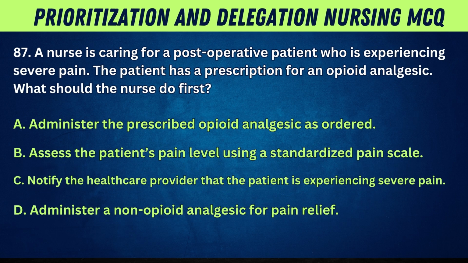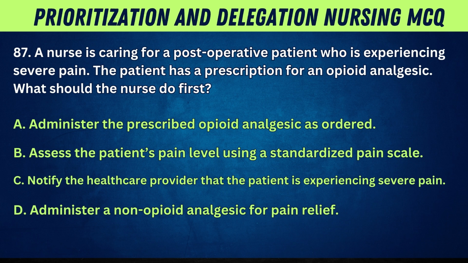87. A nurse is caring for a post-operative patient who is experiencing severe pain. The patient has a prescription for an opioid analgesic. What should the nurse do first? A. Administer the prescribed opioid analgesic as ordered. B.